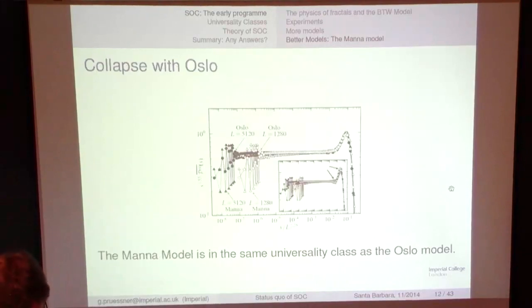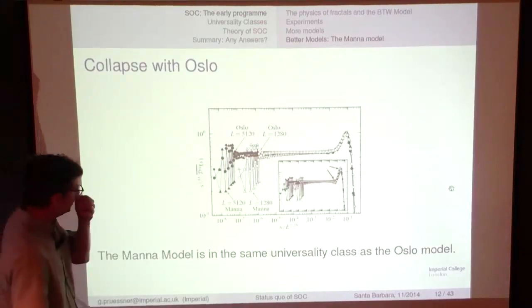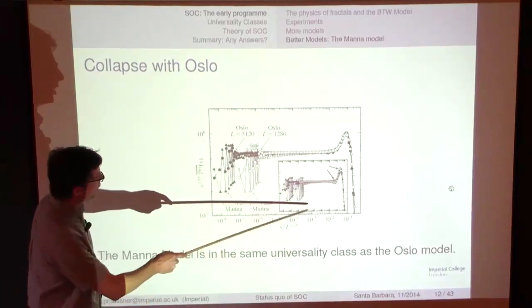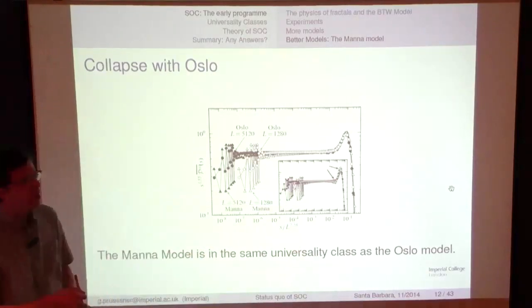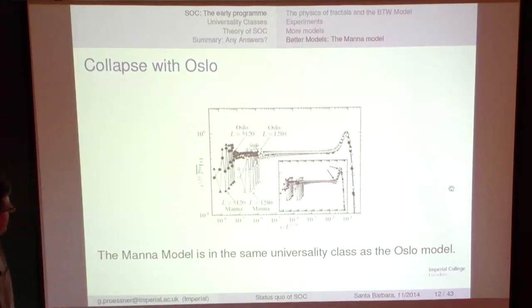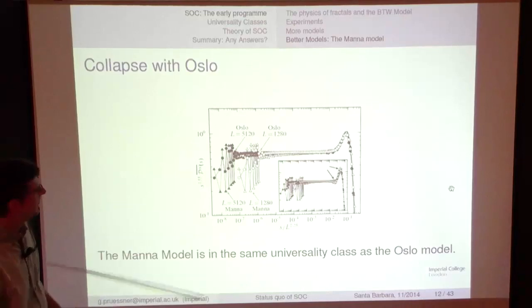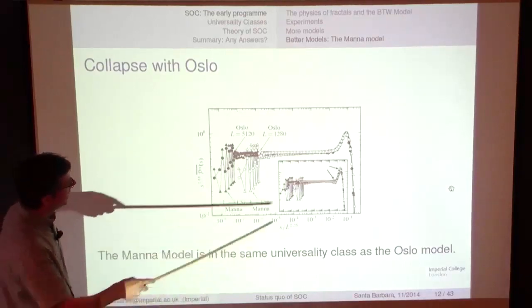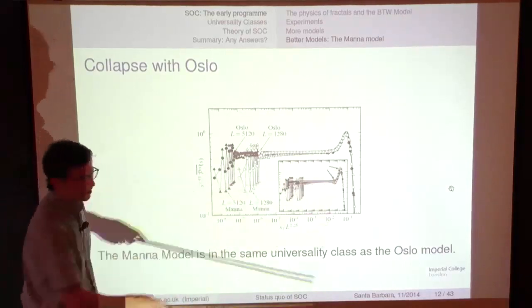Right, so here's a collapse with the Oslo model. Initially, we had this plot, a comparison between the Oslo model and the Manna model. So the exponents were the same because it was driven similarly, but the boundary conditions were different. As a result, you get a slight mismatch, and I was quite puzzled for a long time.